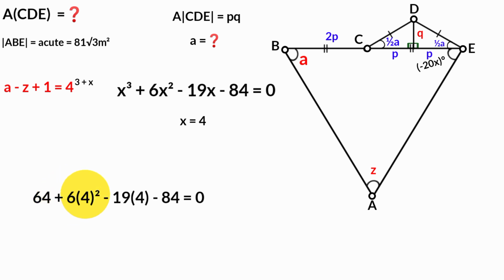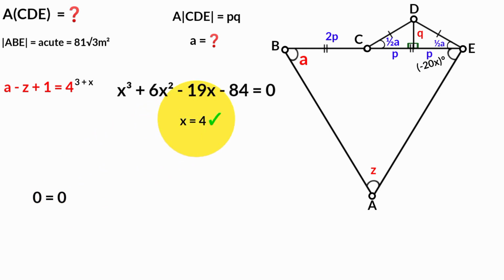Here 4 squared is 16. 6 times 16 is 96. Minus 19 open bracket 4 is 76. 64 plus 96 is 160. 160 minus 76 is 84. 84 minus 84 is 0. So therefore, x equal to 4 is one of the solutions of these equations.